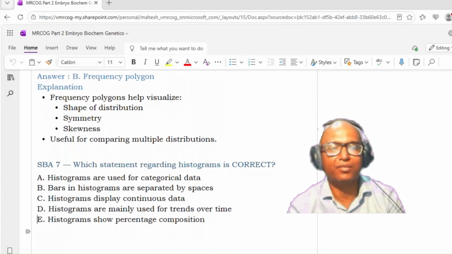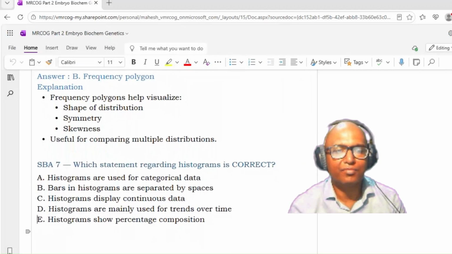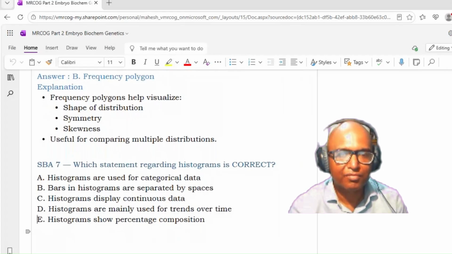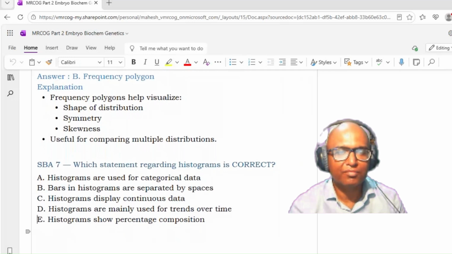Okay, next. Which statement regarding histograms is correct? Histograms are used for categorical data. Bars in histograms are separated by spaces. Histograms display continuous data. Histograms are usually mainly used for trends over time. Histograms show percentage composition.